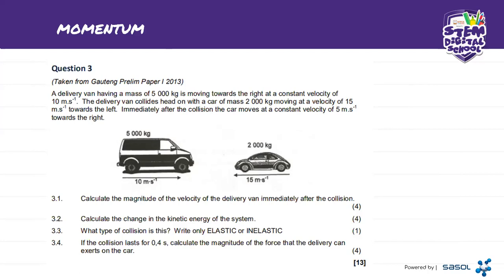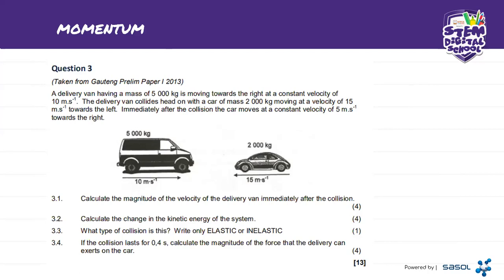Okay. So now we're moving on to 3.4. Number 3.4 says if the collision lasts for 0.4 seconds, calculate the magnitude of the force that the delivery van exerts on the car. What does this mean, guys? What do we know about momentum with respect to time? We know immediately that once they put time in momentum, then now we are talking about impulse, okay? So which means that now we are working on impulse. Remember impulse doesn't have a sign. Impulse is equal to F net Δt.